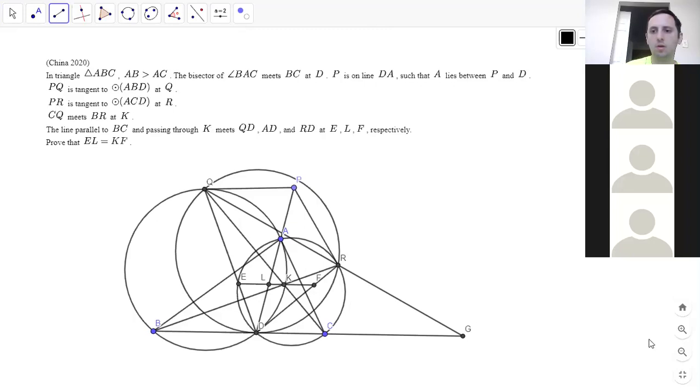Yeah, I think that for proving that QB, AD, and RC are concurrent, we can use Ceva and calculate some angles. We just need to prove that sine of QBD over sine of QBA times sine of RCD over sine of RCA is 1. And we have QBA, which is equal to PQA, because PQ is tangent to the circumcircle.